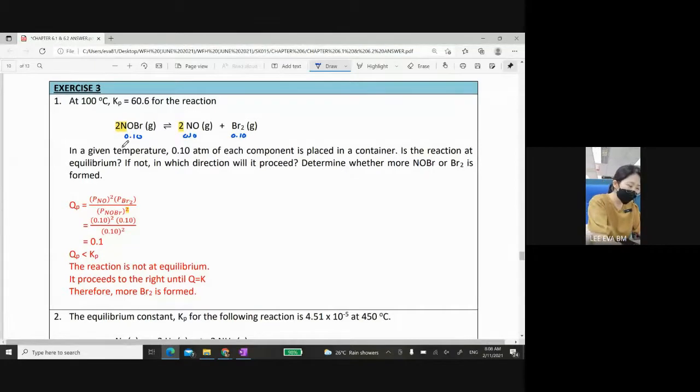So follow the pressure of NO. We have 0.10 here, so just fill in directly. Pressure of bromine, here the pressure of bromine is 0.10, so fill in directly here. Okay, and then for pressure NOBr as well. And finally, you can find your QP value equals to 0.1.